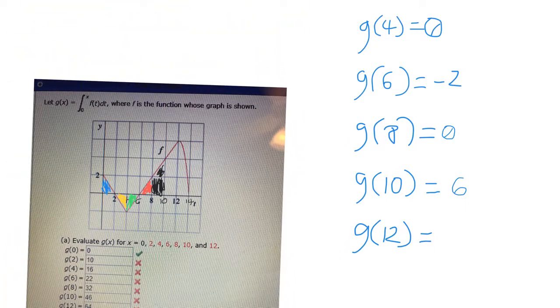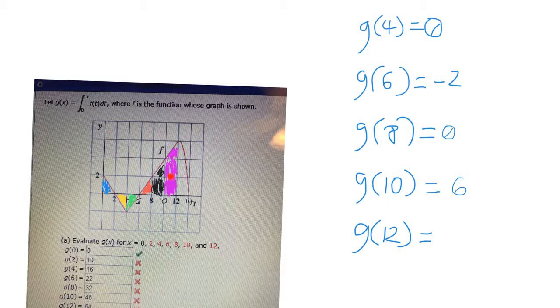This extra section here in purple, let's take a look at it. Well, it would be one block of 4, plus another block of 4, which is a total of 8, plus this triangle that has an area of 2. So one block of 4 plus another block of 4, that's 8, plus 2 is 10. So therefore this whole purple section has an area of 10.